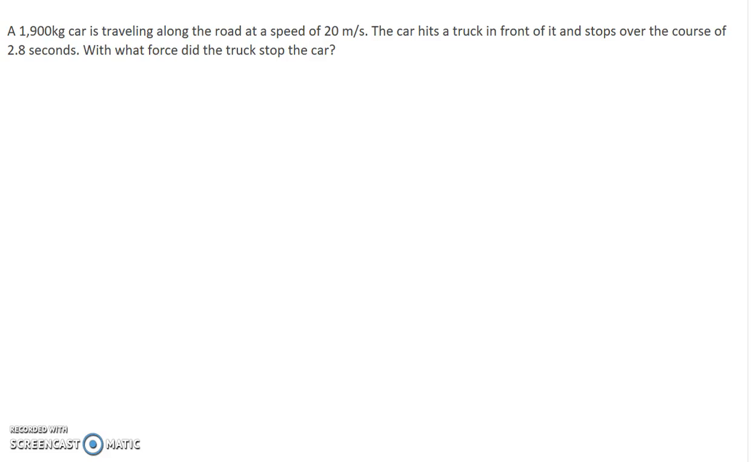A 1900 kilogram car is traveling along the road at a speed of 20 meters per second. The car hits a truck in front of it and stops over the course of 2.8 seconds. With what force did the truck stop the car?